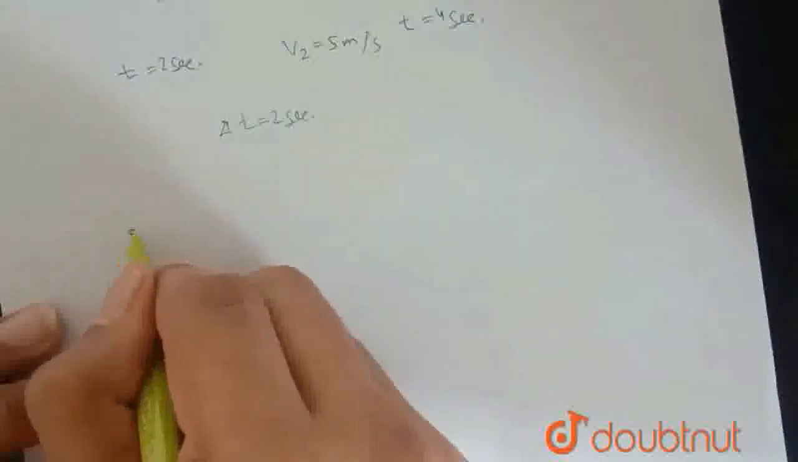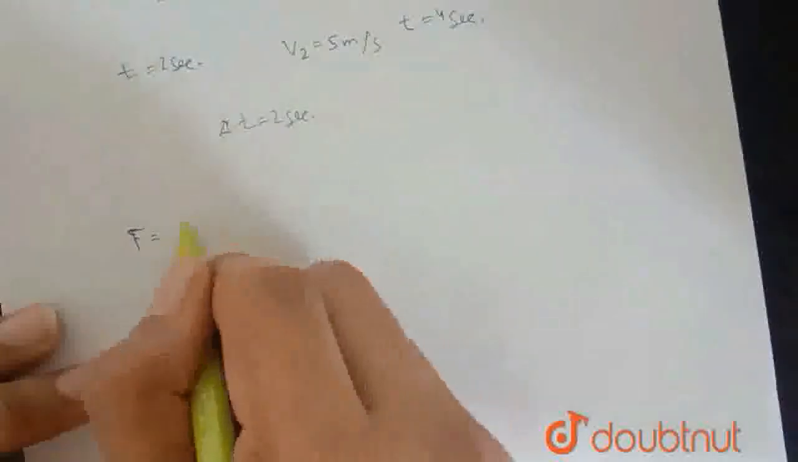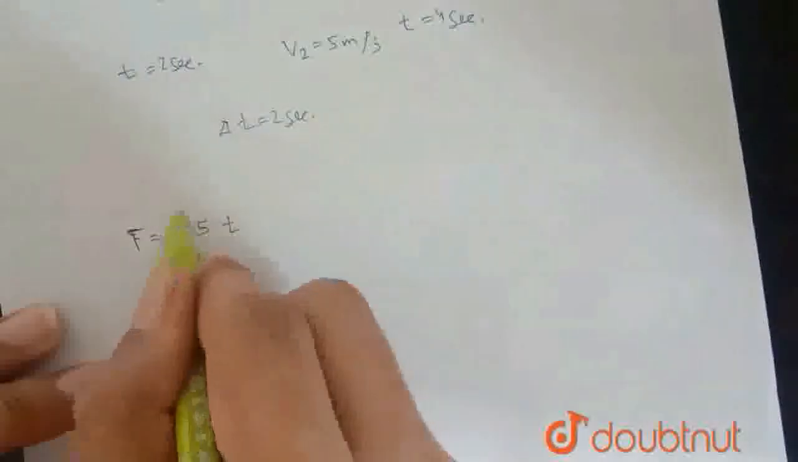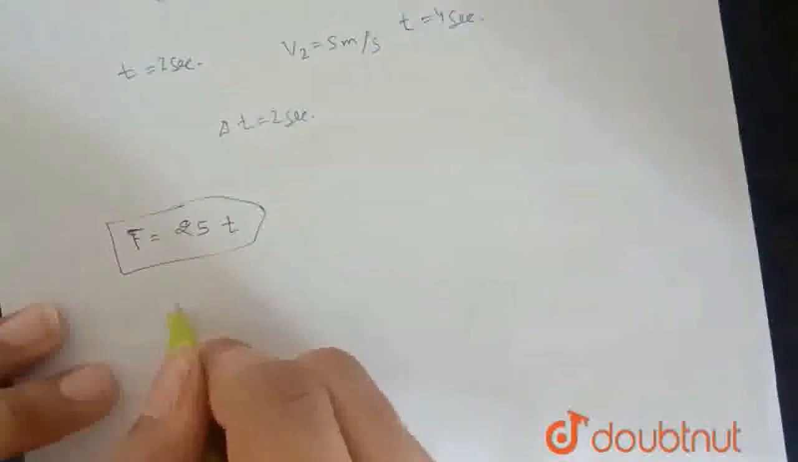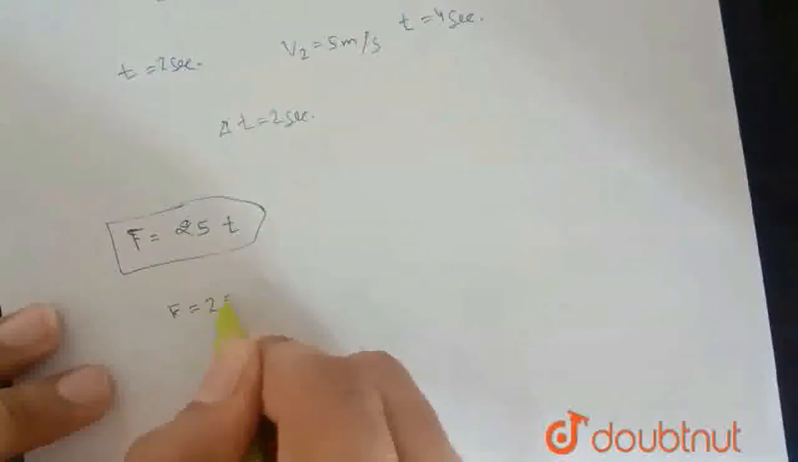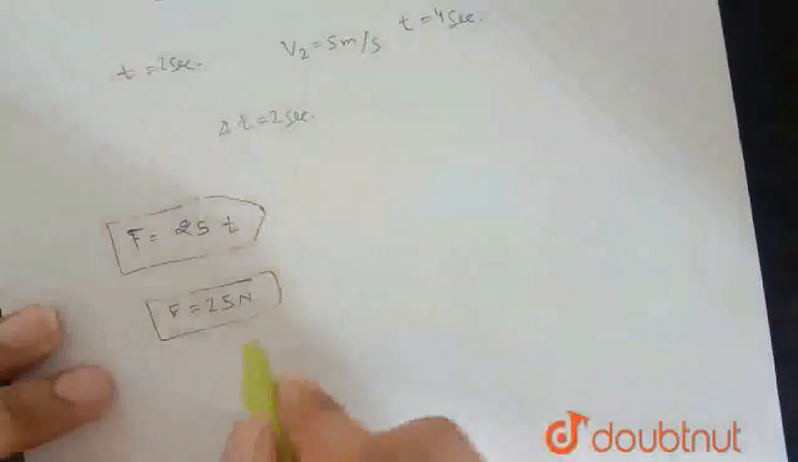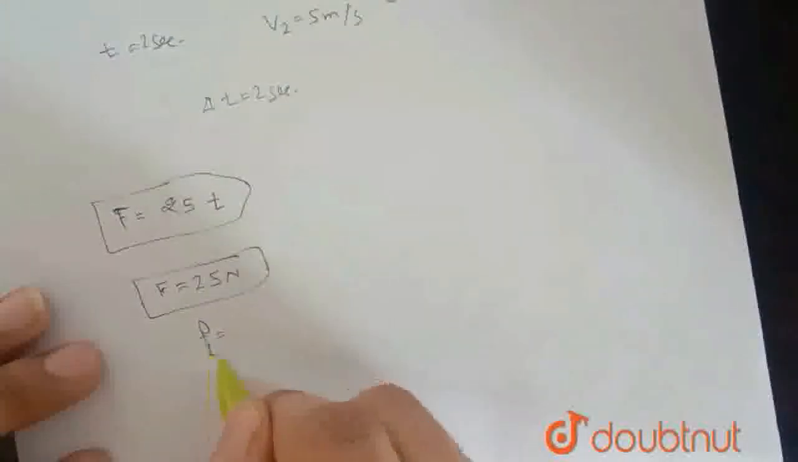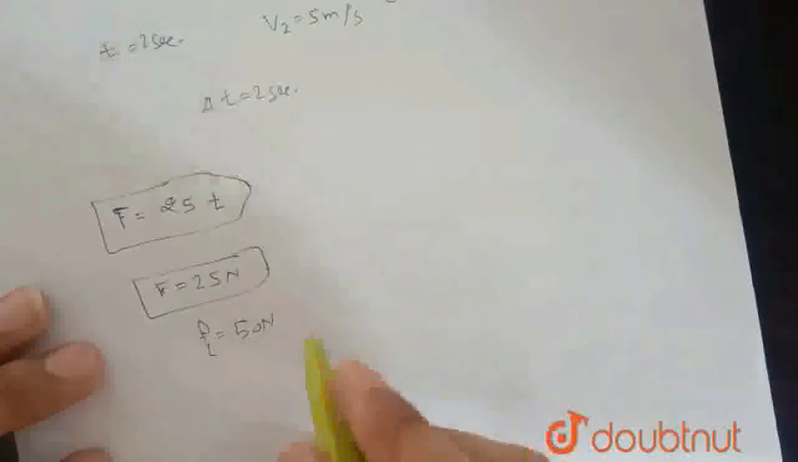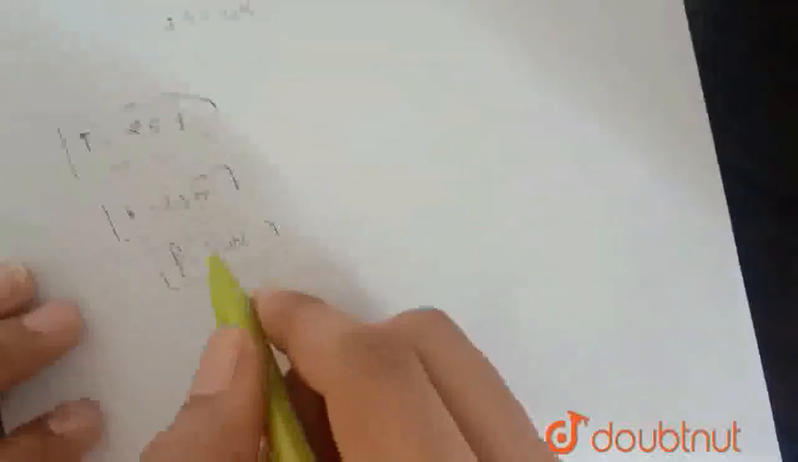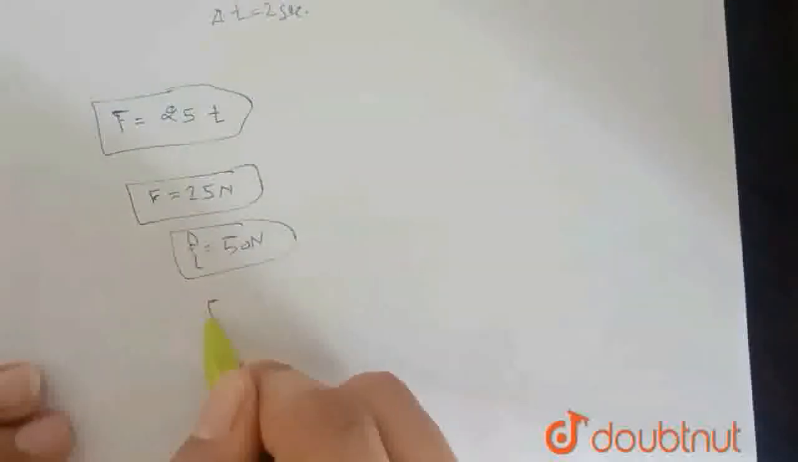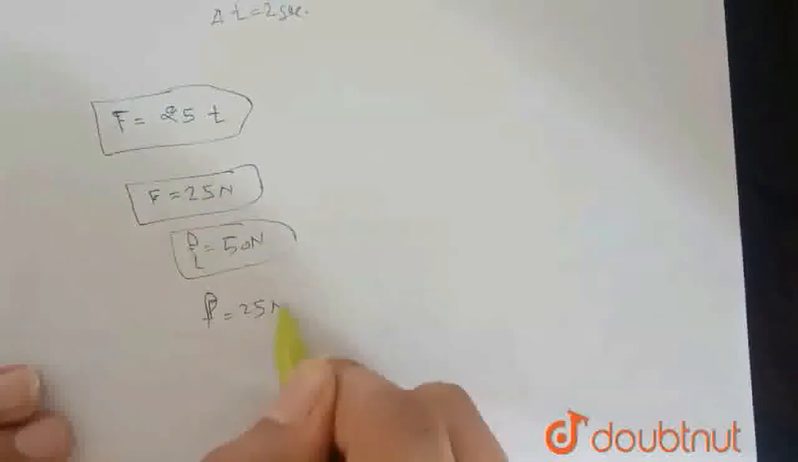And option D: friction on the block will be 25 Newton at time 1 second. So as we know from the question, F will be 25t. At t equal to 1 second, linear force will be 25 Newton and friction will balance it because maximum limiting friction is 50 Newton. So to balance the F force 25 Newton, friction will be 25 Newton. So option D is also correct.